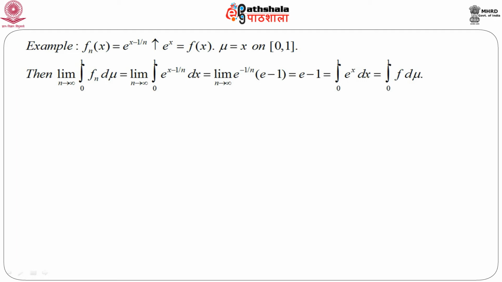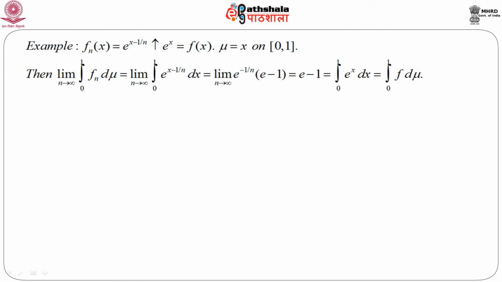Then let us calculate the left hand side of the monotone convergence theorem, which is the limit as n goes to infinity of the integral from 0 to 1 of f_n dμ, that is the limit as n goes to infinity of the integral from 0 to 1 of e^(x - 1/n) dx. If we calculate this integral, this is e^(-1/n)(e - 1). As n goes to infinity, e^(-1/n) goes to 1. So, the limit is exactly equal to e - 1, which is incidentally exactly equal to the integral from 0 to 1 of e^x.